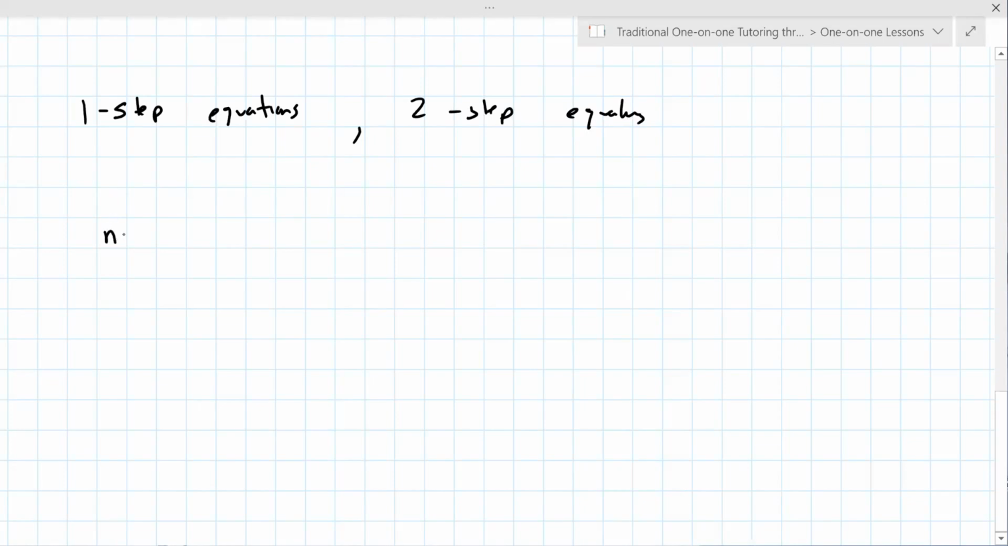So let me give you a quick question here. How do you solve this equation on the left? How do you undo subtraction by 7? You add 7 on each side, and you have n equals 5.